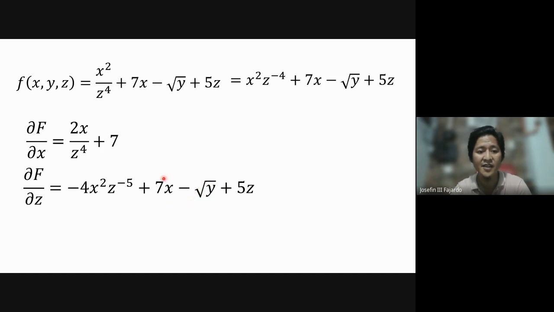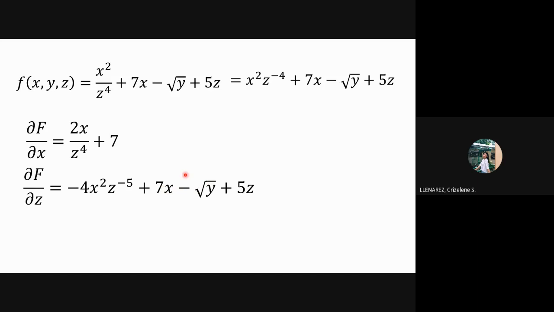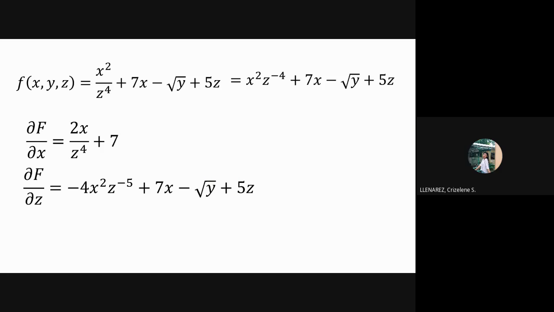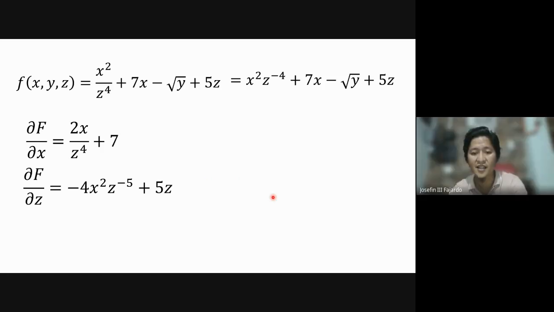With respect to z tayo, guys, ha? So, this will also be 0. Okay. And then the 5z, what will happen to the 5z? 5 po. So magiging 5. So delete na natin ito, mawala na rin si z. So that will now be the partial derivative of f with respect to z of the function of x, y, z above.